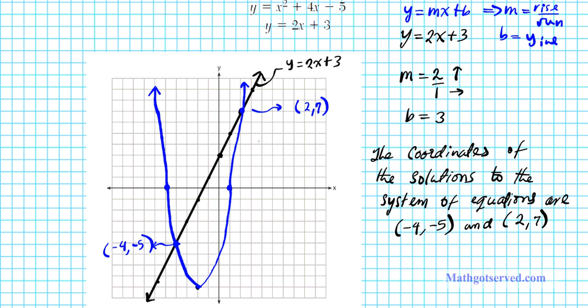And then we have to remember that this blue line right here, the equation of this curve is y equals x squared plus 4x minus 5. All right, so that's that.